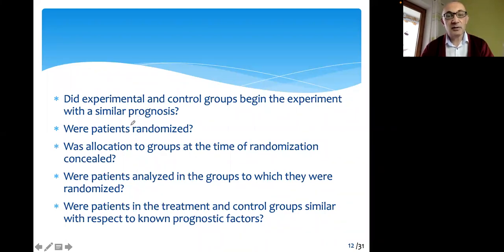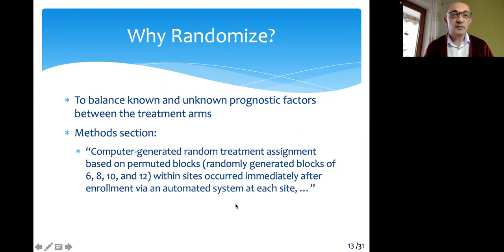These are the interpretations of the previous slide. Were patients randomized? Was the allocation to groups concealed at the time of randomization? And were the patients analyzed in the groups to which they were randomized? So this is intention to treat. And were patients in the treatment and control groups similar with respect to known prognostic factors? These are the questions we have to ask ourselves.